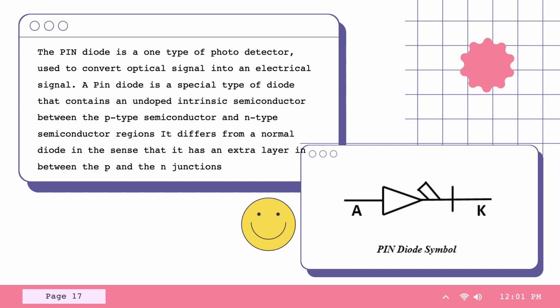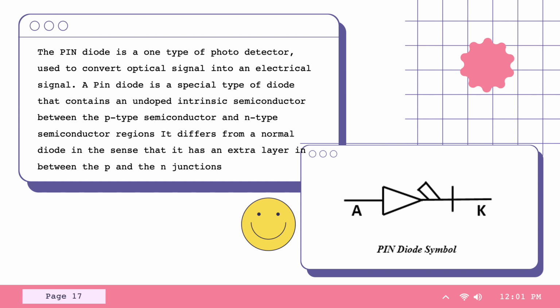A PIN diode is a special type of diode that contains an undoped intrinsic semiconductor between the P-type and the N-type semiconductor regions. It differs from a normal diode in the sense that it has an extra layer in between the P and the N junctions.